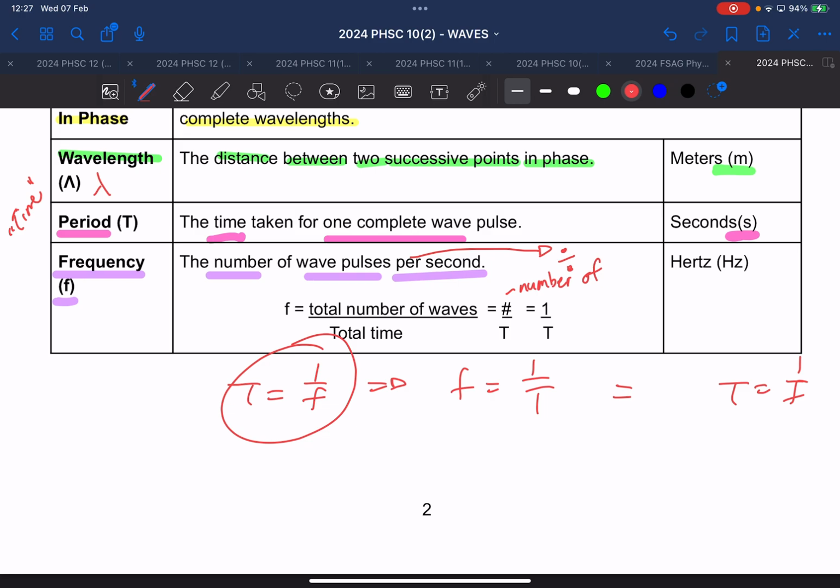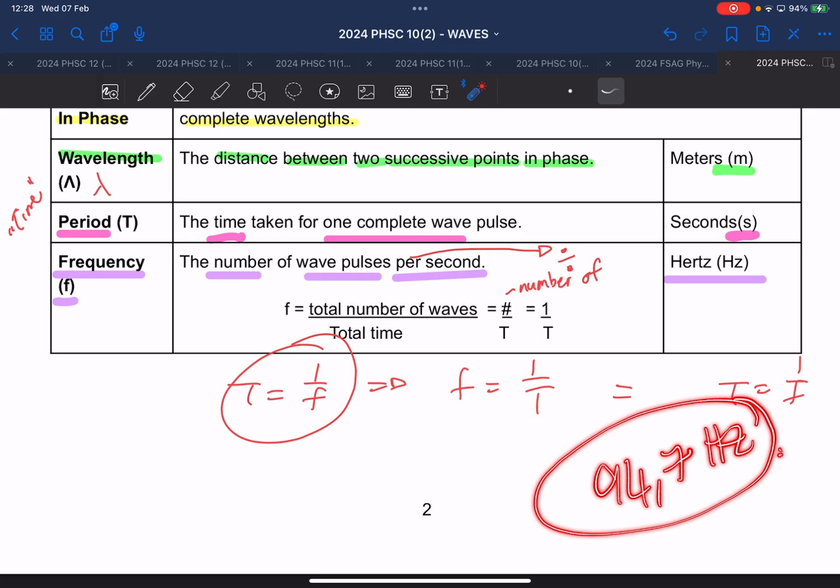Alright, so frequency is how many waves you have in a certain time frame, or the time taken for one wave. And frequency is measured in hertz. That is what you have for your radio stations. What radio station do you listen to again? Do you listen to radio? Never. No one. What radio station do you listen to? 94.7. So that means 94.7 hertz is the frequency for that radio station.